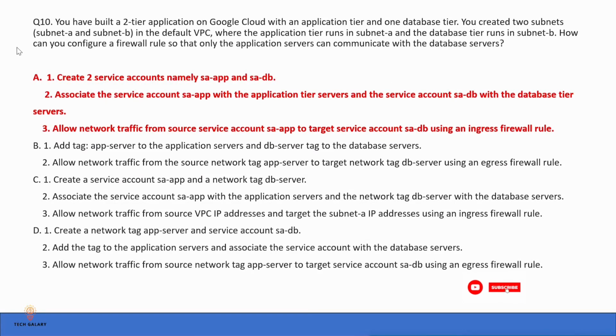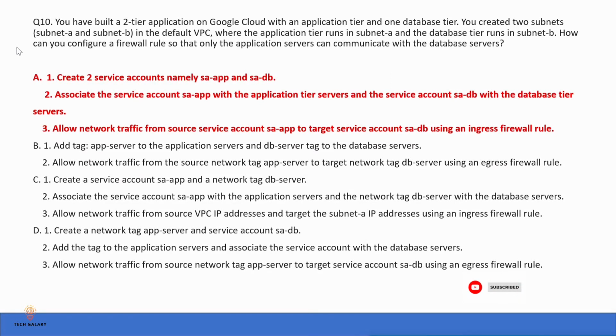Option C, create a service account SA-app and a network tag db-server. Associate the service account SA-app with the application servers and the network tag db-server with the database servers. Allow network traffic from source VPC IP addresses and target the subnet A IP addresses using an ingress firewall rule. Option C is incorrect because associating a service account with a network tag is not the correct approach for controlling traffic between different subnets.